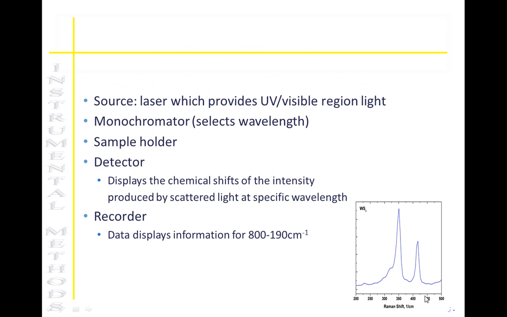In a Raman, the laser, which provides UV visible light region, is used. There's also a monochromator, which is going to select that wavelength, a sample holder, and a detector that's going to display that chemical shift from the scattering of light at the specific wavelength. The data that we receive is going to be very similar to what's shown on this slide and is going to be displayed for a different region, since it is usually a UV visible source that is used instead of an infrared source.